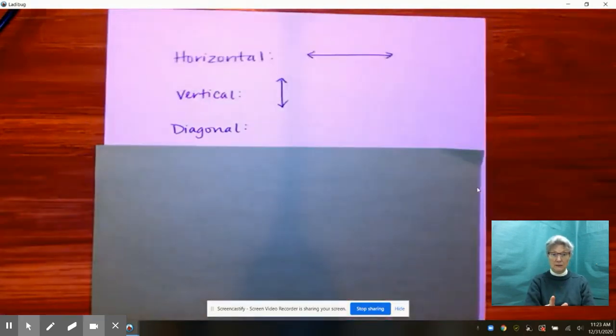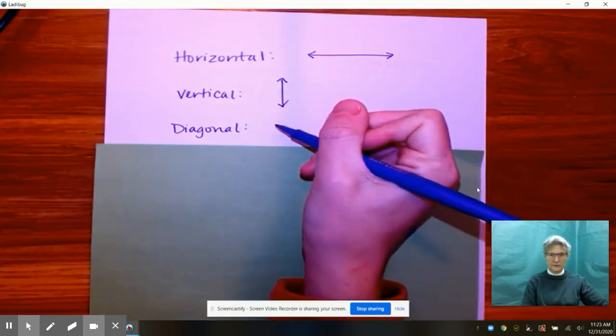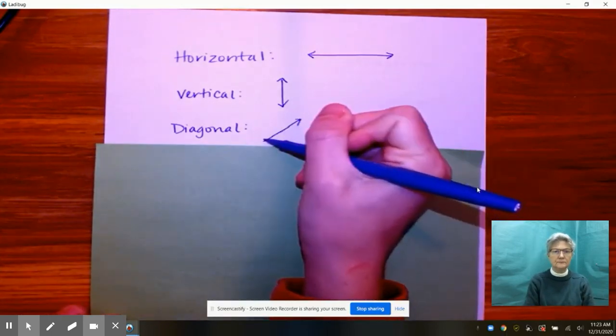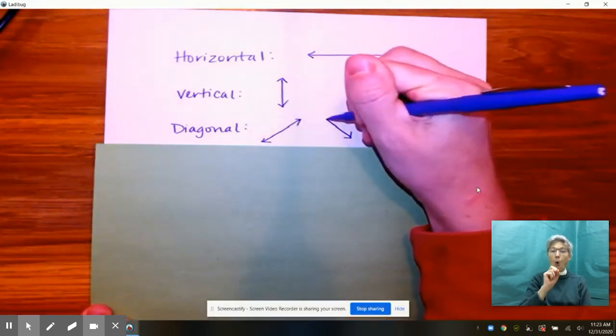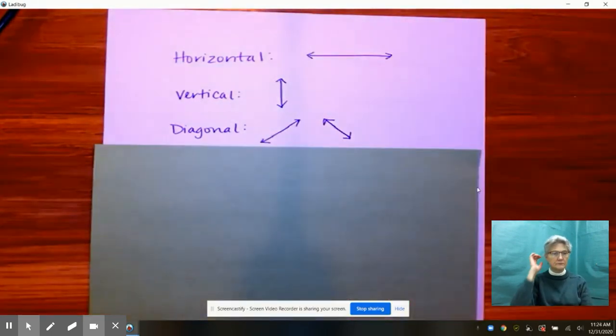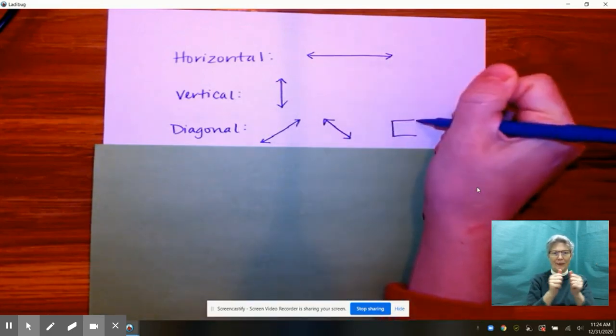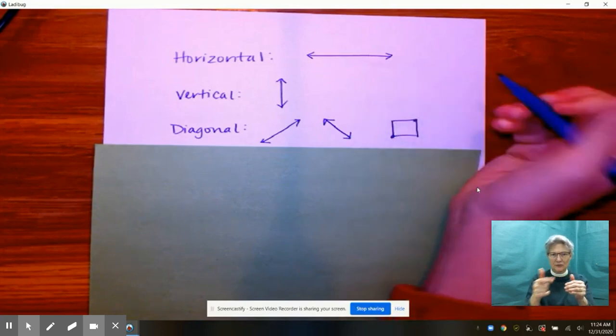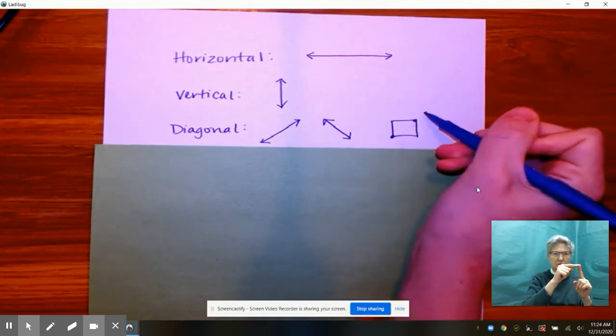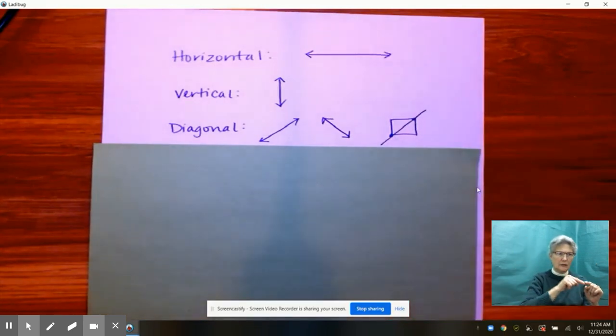Last one is diagonal. So go ahead and hold those arms up again in a diagonal way. Diagonal is like this. It could go either way, right? So diagonal is when lines are through vertices of polygons that are not next to each other. So the vertices aren't necessarily next to each other. If you picture a square, here's a quick drawing. There's a vertex, my other vertex here. And if I connected those diagonally, that is a diagonal line.